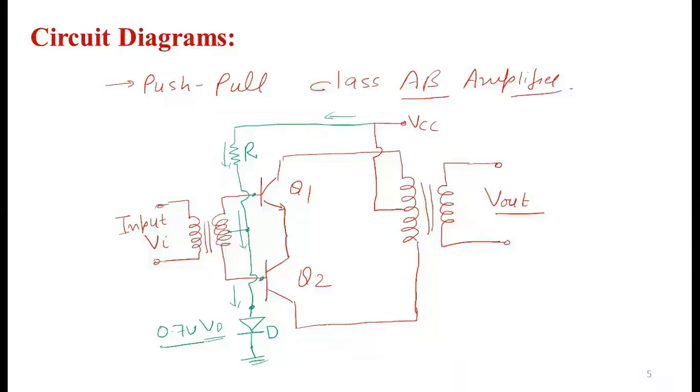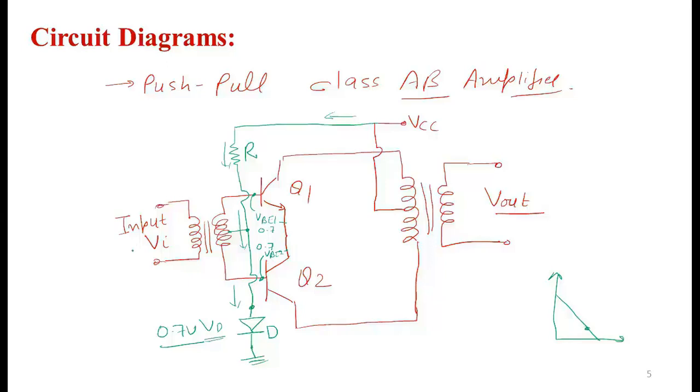Here we can see that this is connected to the secondary winding of the transformer, and hence we can say that the VBE1 and VBE2 both are at 0.7 volt. So when the VBE of both transistors is set at 0.7 volt, the Q point is set just above the cutoff point, that is on the onset of conduction of the transistors.